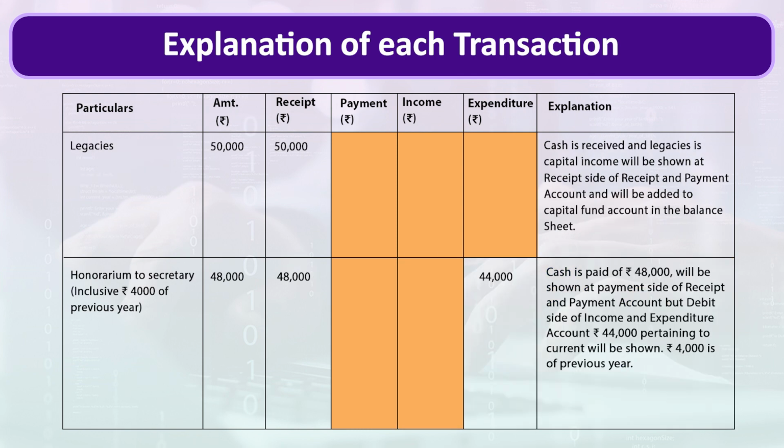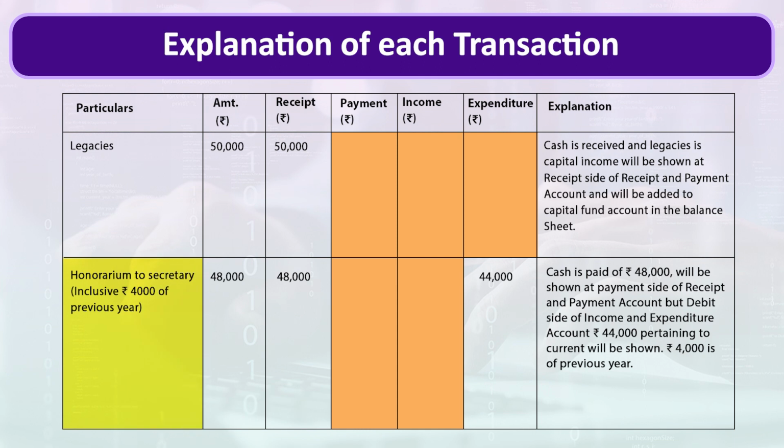Moving on, there is legacies of rupees 50,000. Cash is received and legacies is capital income. It will be shown at receipt side of receipt and payment account and will be added to capital fund account in the balance sheet.